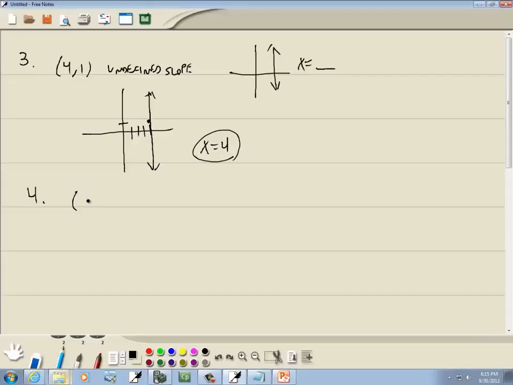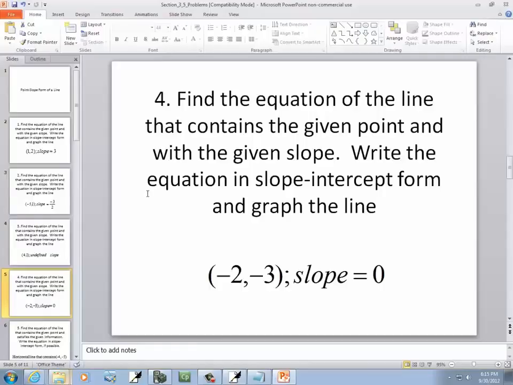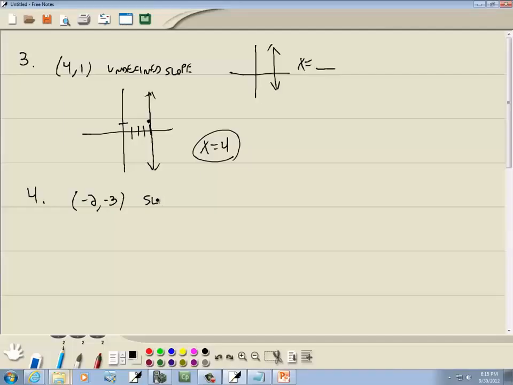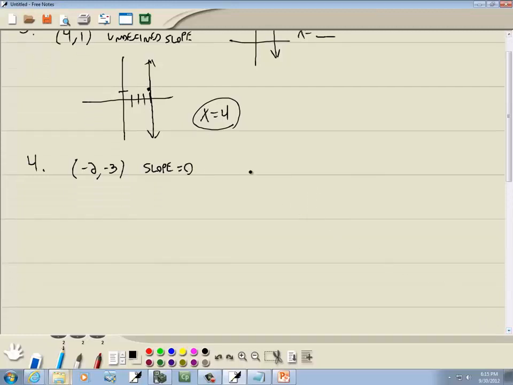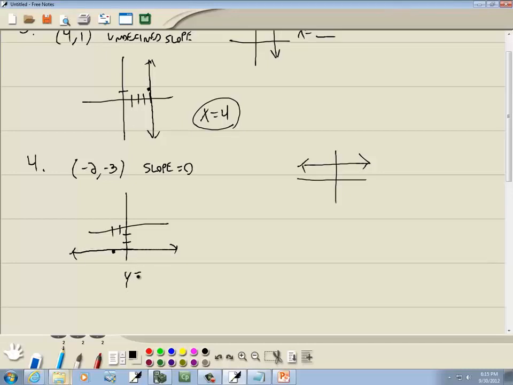Okay, this one, we got -2, -3, and slope is 0. Okay, this is another one of our oddball cases. We said when the slope is 0, that's a horizontal line at a number. Well, it passes through the point -2, -3. So -2, -3 would be right there, and we said it's a horizontal line, so it looks like that. We know a horizontal line is y is equal to a number, and that's down at -3. So that'd be our answer.